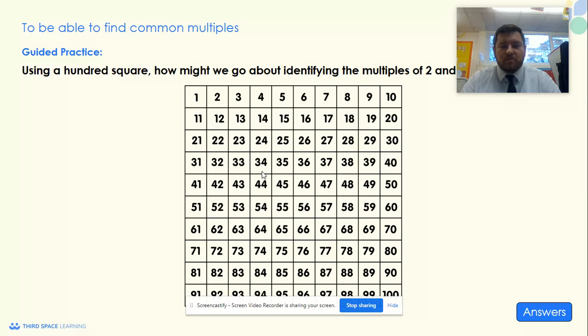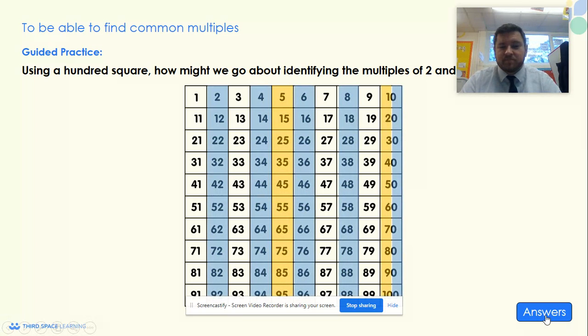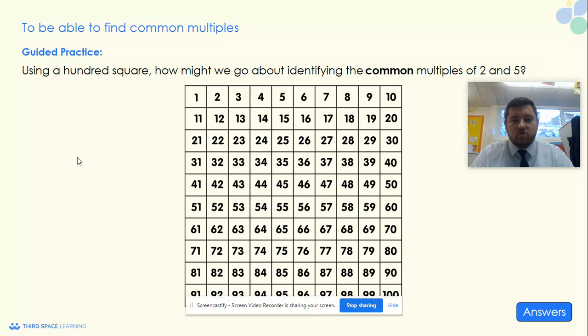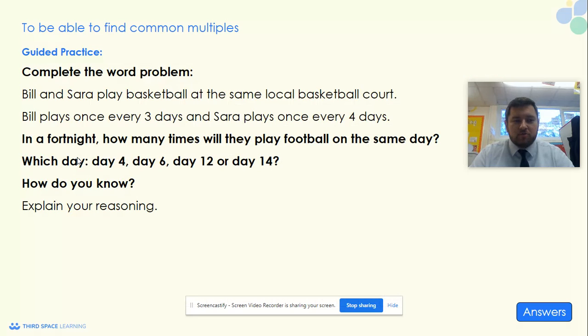So here we have a 100 square. You can use this to help you find the multiples. We've highlighted multiples of 2 and 5. Can you see that the ones at the end of the rows, the multiples of 10, are highlighted in yellow and blue because they are both a multiple of 5 and a multiple of 2. So they would be our common multiples. Anything just blue would be a multiple of 2. Anything just yellow would be a multiple of 5. So use your 100 square today and see if you can use those to help you find your common multiples.